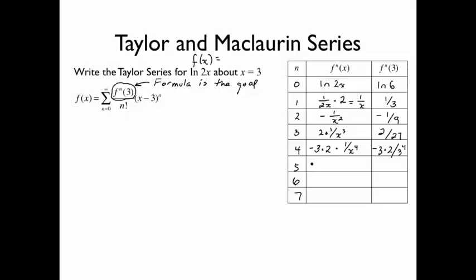Okay, what are we going to get next? We're going to get positive 4 times 3 times 2 times 1 over x to the 5th. So what we'll get here is the same thing with 3 plugged in. Now it'll be negative 5 times 4 times 3 times 2 times 1 over x to the 6th. And then we're going to plug 3 in.